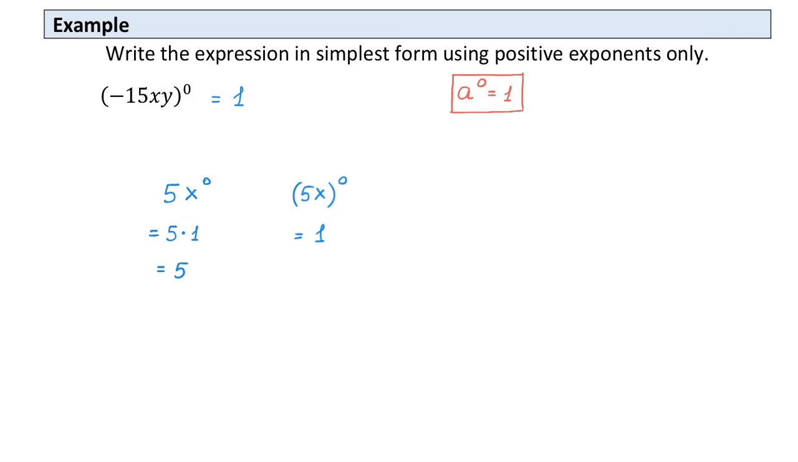Let's see one more example. Negative 3 times 4xy all raised to the power of 0. As you see, negative 3 is not part of the parentheses, so let's bring it down. But then 4xy to the power of 0 will be 1. And then negative 3 times 1 will be negative 3.